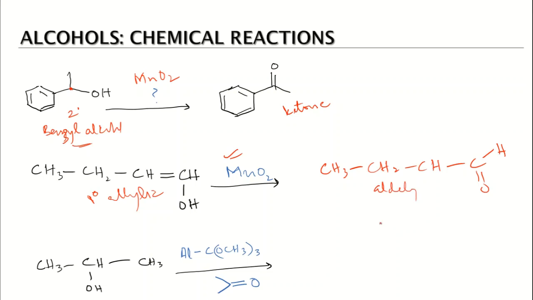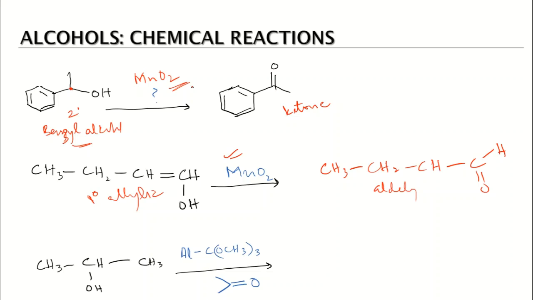So the conversion, as we already discussed, of benzylic alcohols and allylic alcohols into the corresponding oxidation products is done with the help of the oxidizing agent MnO2. MnO2 is used for the oxidation of benzylic and allylic alcohols. In this case, primary benzylic or primary allylic alcohols are converted into aldehydes, and secondary benzylic or secondary allylic alcohols are converted into corresponding ketones.